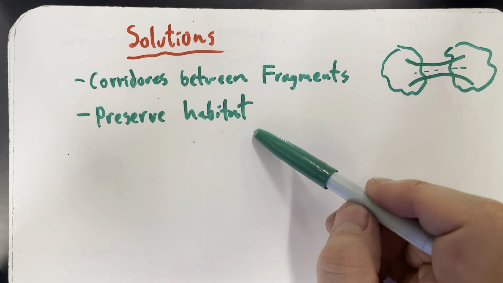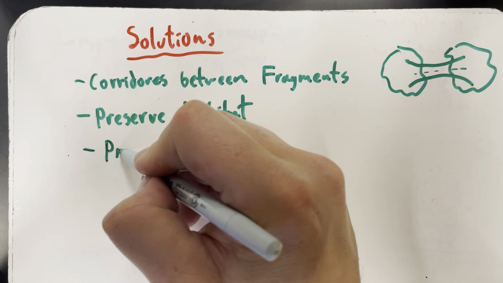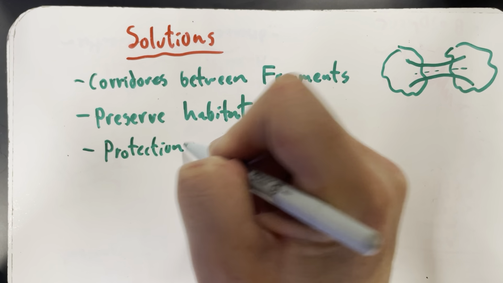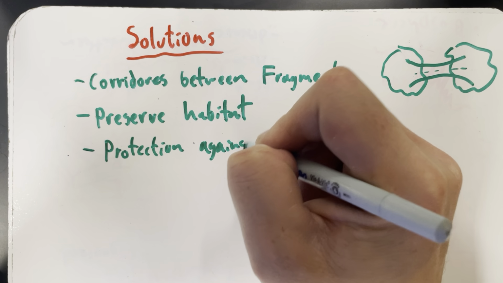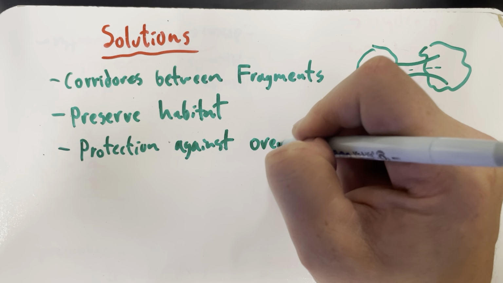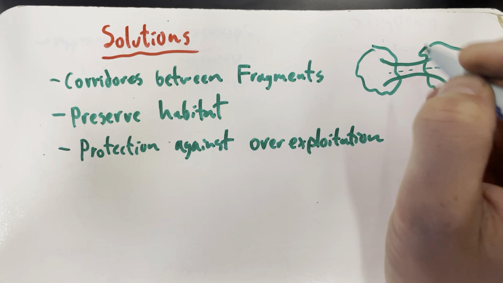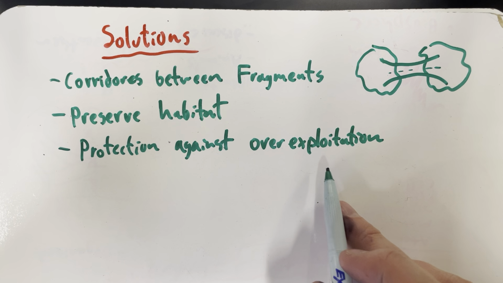Okay, so you can preserve habitat, you can create corridors between fragments. What else can we do? We're not even worried about hunting anymore. Just in general, protection against overexploitation. Again, we want to protect against overexploitation.